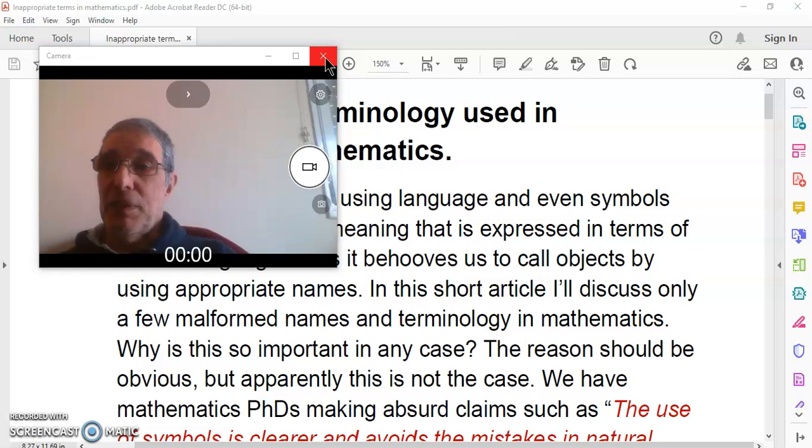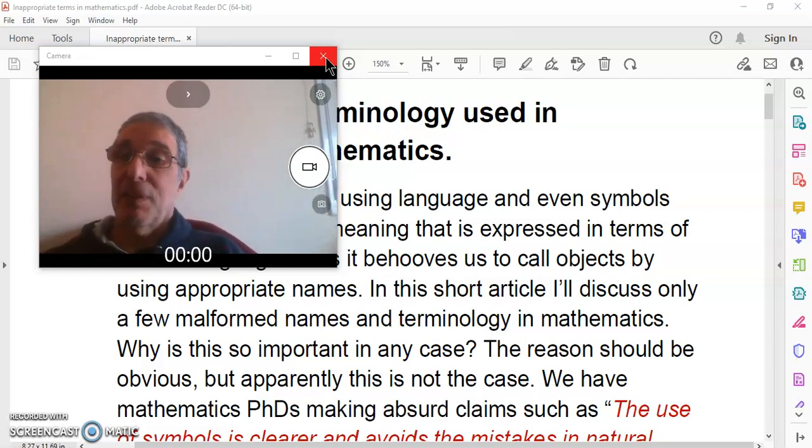Today I'm going to be discussing the kinds of terminology one finds in mainstream mathematics, and why it leads to so many not being able to do mathematics. Namely, it's either ill-formed, inappropriate, or just simply wrong. So let's begin.